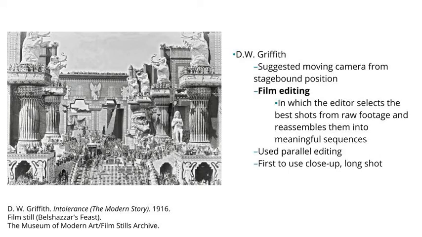But it was started with D.W. Griffith, and in that, the editor selects the best shots from raw footage and reassembles them into meaningful sequences, so you don't have to do everything in one perfect take. He also used a technique called parallel editing and also was the first to do close-up shots and long shots. I think that this just is because he was the first to actually move the camera around. So, of course, he was the first to do these different shots. But, we'll give him credit for it.